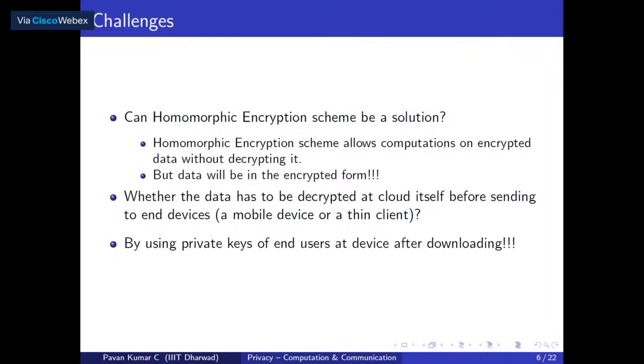Now coming to the question, can a homomorphic encryption scheme be a solution for this problem? Just for an overview, a homomorphic encryption scheme allows computations over the encrypted data without decrypting it. That means the data which we store at some server, which can be a standalone on-premise server, an off-premise server, or even a cloud, we can perform the computation over it without decrypting it. But the biggest challenge in this approach is that the data will be in encrypted form, so it will not be in a position to be read by normal human beings or even by some of the algorithms, because it will be in the encrypted format.